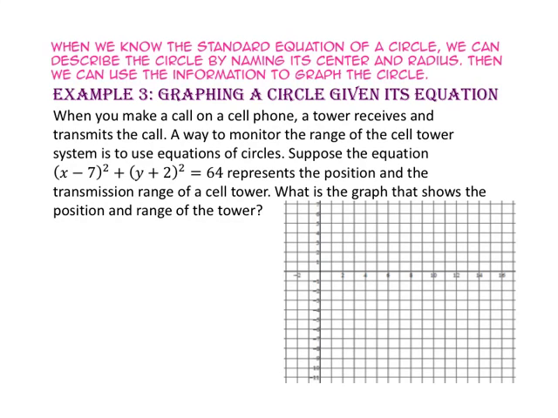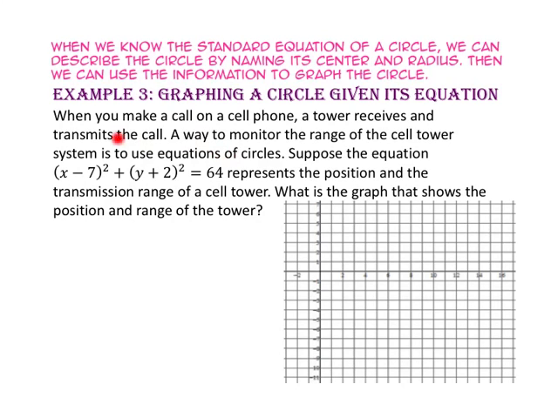When you make a call on a cell phone, a tower receives and transmits the call. A way to monitor the range of the cell tower system is to use equations of circles. Suppose the equation (x - 7)² + (y + 2)² = 64 represents the position and the transmission range of a cell tower. What is the graph that shows the position and range of the tower?